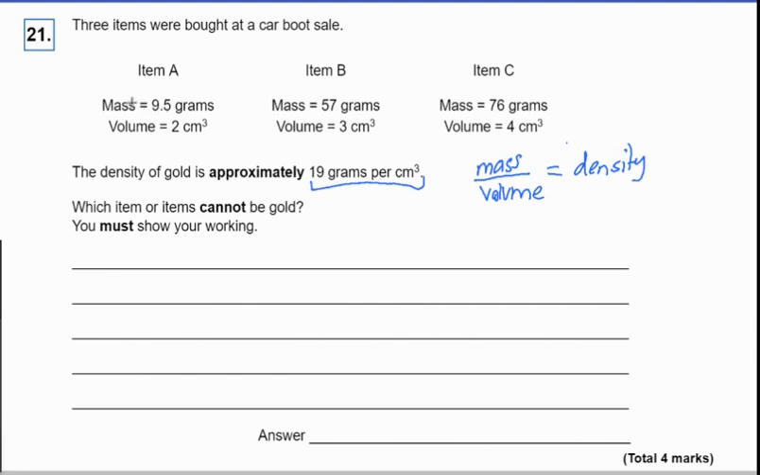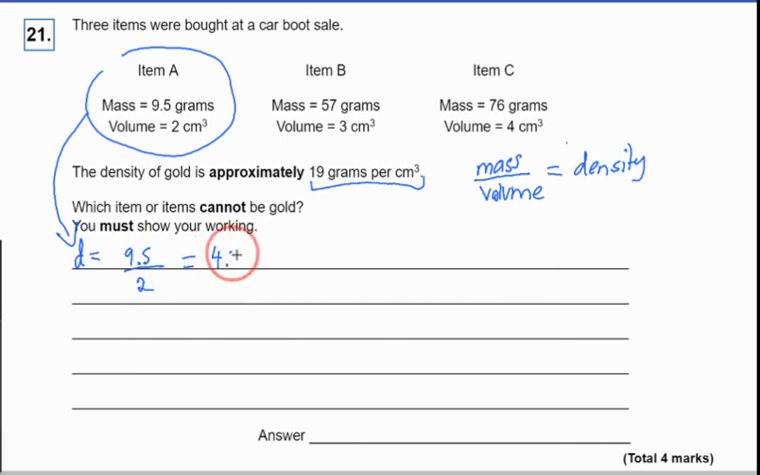Okay, so with the first one, item A, we see that the density is equal to mass, which is 9.5, over volume, so 9.5 over 2. And what is that going to be? That's going to be 4.75. So 9.5 grams divided by 2 centimeters cubed is 4.75 grams per centimeter cubed. So we can already see that this one cannot be gold, because it's nowhere near 19.